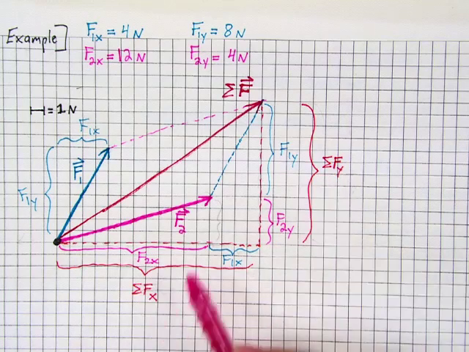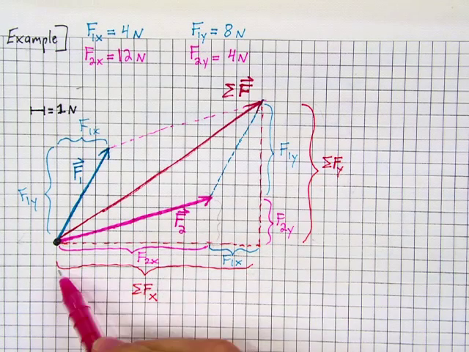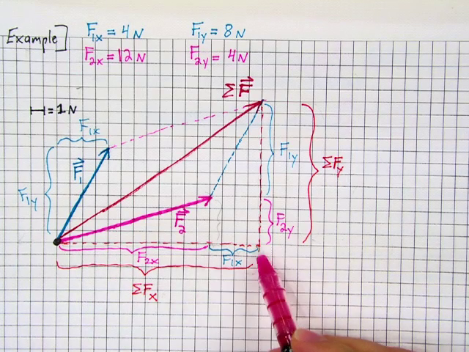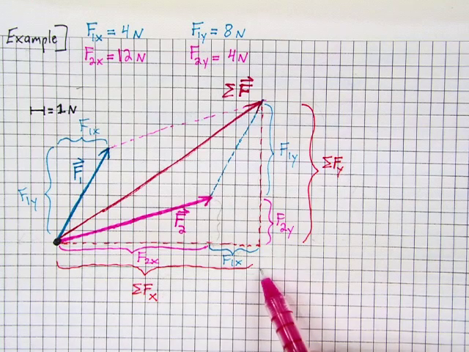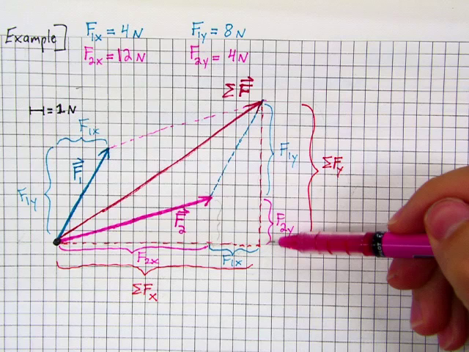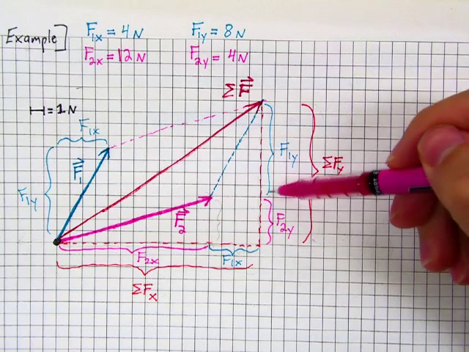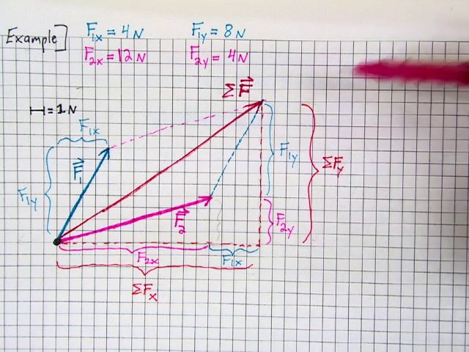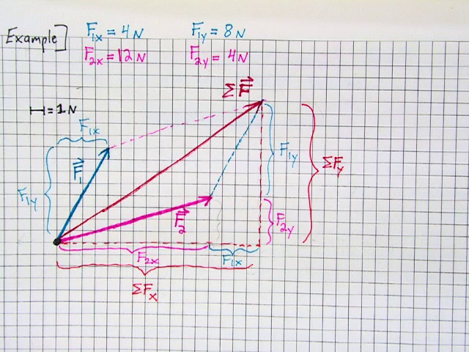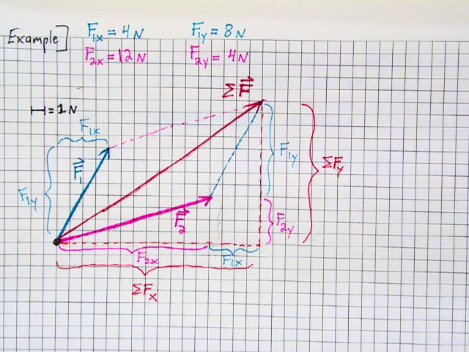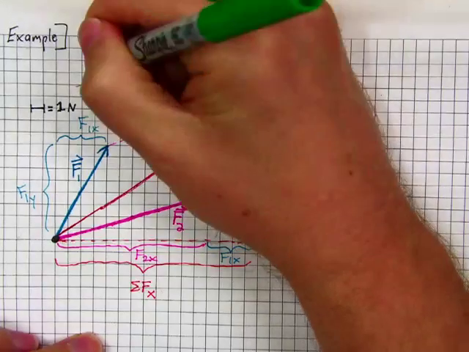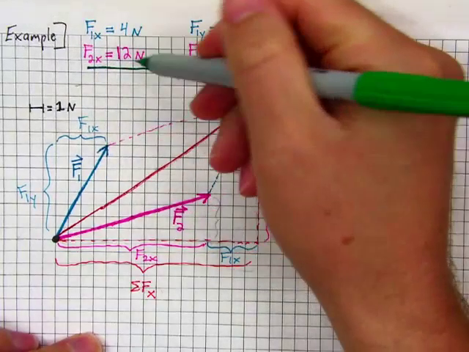So visually, we see that the x component of the net force is exactly equal to F2x plus F1x. That gives us the net force x component. Likewise, in the y direction, F2y plus F1y gives us the y component of the net force. And so, summing the two up here, we can get the x component of our net force just by adding these two x components.